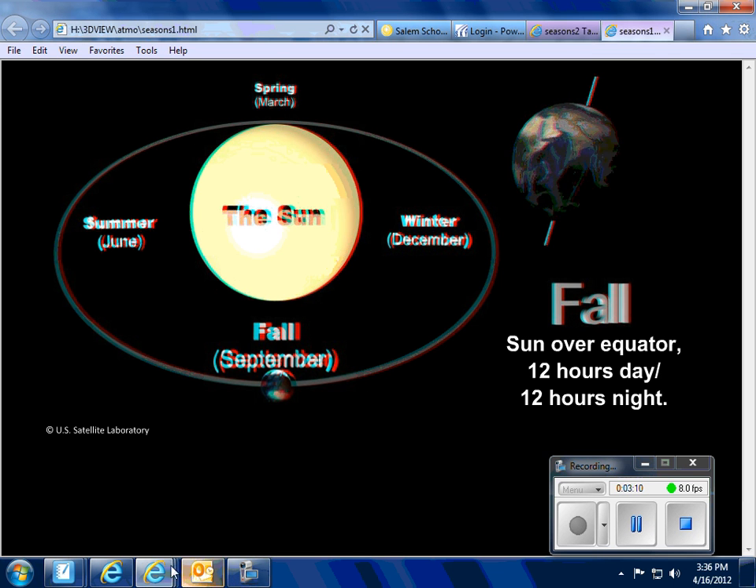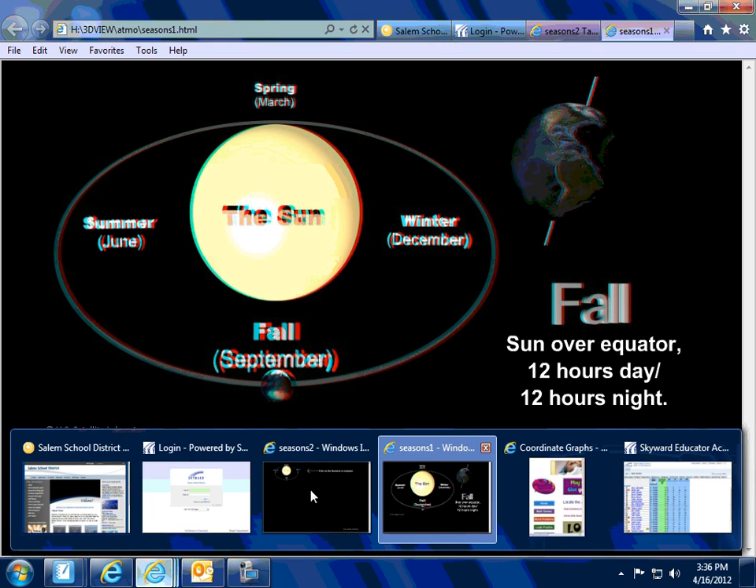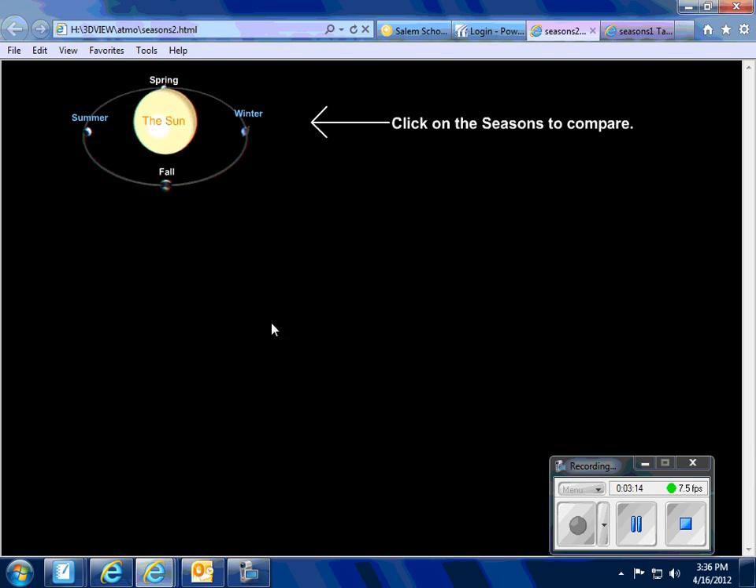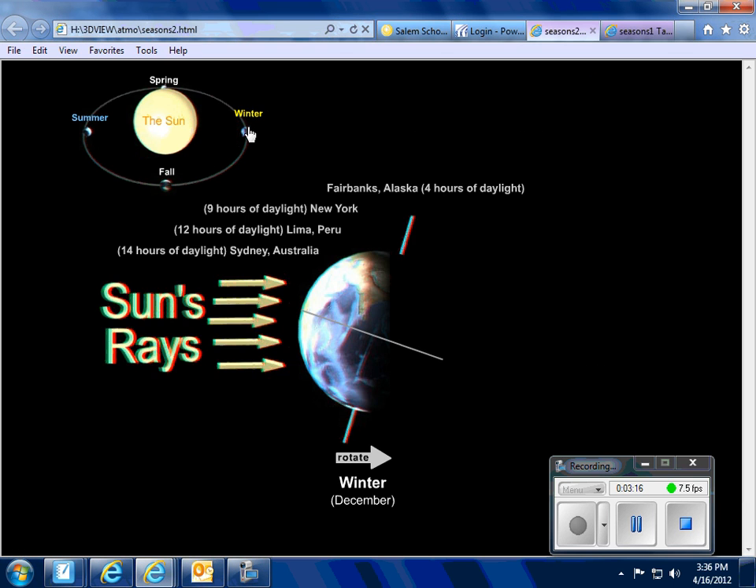Now, in this other animation, it just talks about sunlight. In the wintertime, if you look at Fairbanks, Alaska, 4 hours of daylight, 20 hours of nighttime. Lima, Peru, right on the equator, 12 hours and 12 hours. New York, during the wintertime, only gets 8 or 9 hours of sunlight. The rest of it's dark.